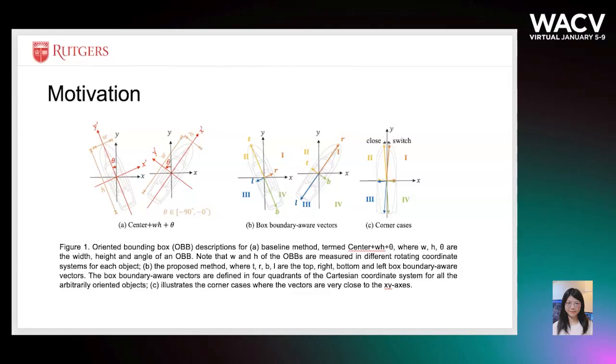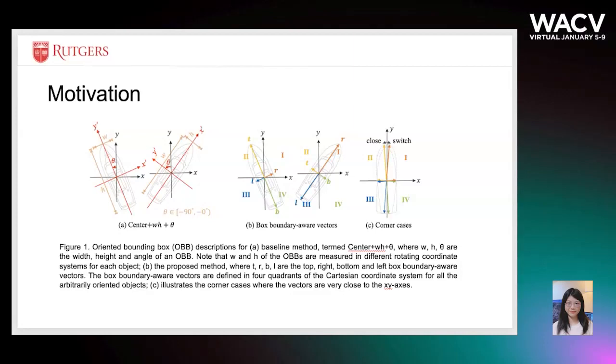However, as the parameters W and H are measured in different rotating coordinate systems for each arbitrarily oriented object, jointly learning those parameters may be challenging for the model. In this work, we learn the box boundary aware vectors, as shown in Figure 1b, to capture the rotational bounding boxes. The vectors, which we call BBA vectors, are distributed in the four quadrants of the coordinate system.